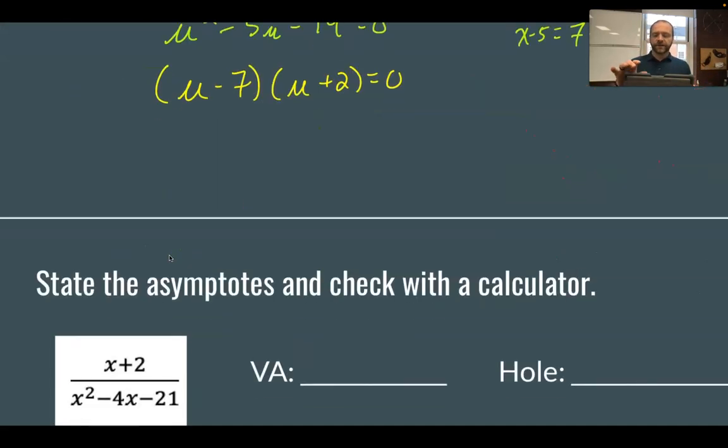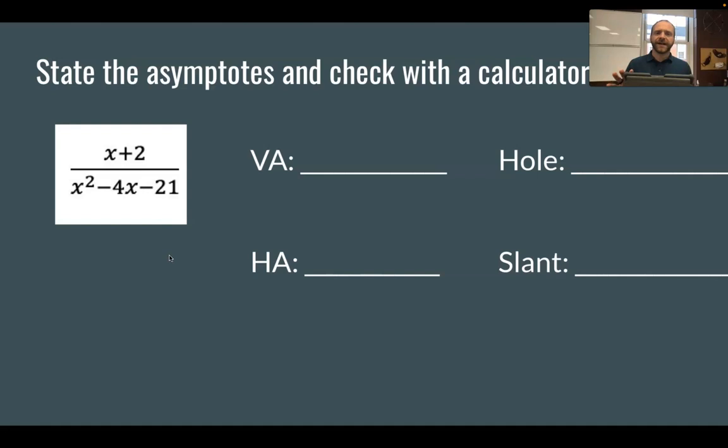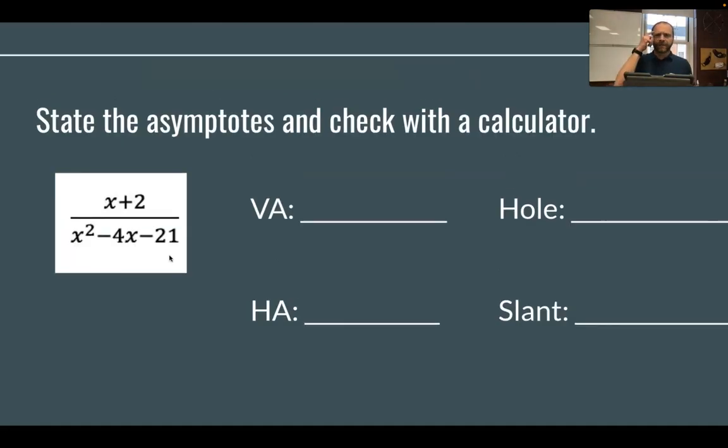All right, so the next one. State the asymptotes and check with your calculator. I'm not going to check with the calculator. I'm going to check with my mind. I encourage you to check with your calculator. I don't like the first one. I don't like that form. That's standard form, right? I have to look at two forms before I start solving.